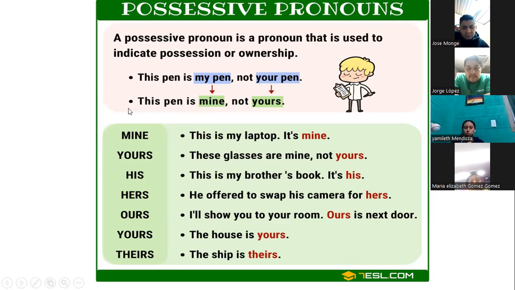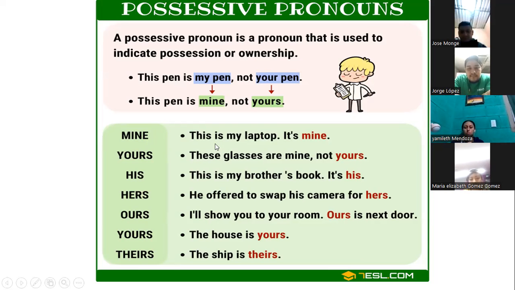Possessive está al final, right? This pen is mine. This pen is my pen, okay? Or this is my pen. Not yours, no el tuyo. So tenemos estos ejemplos aquí, guys.